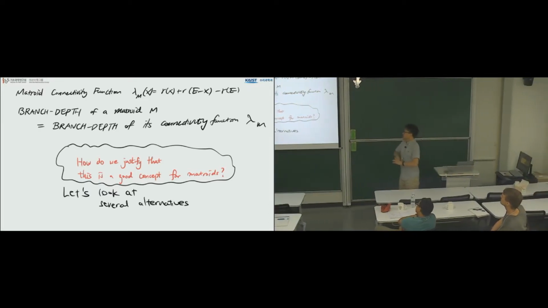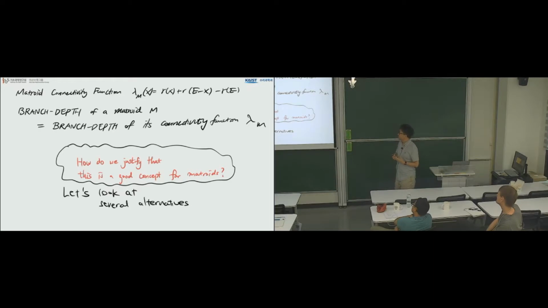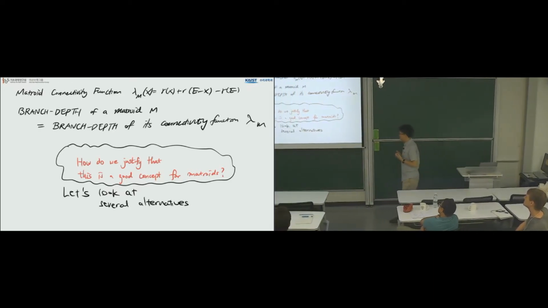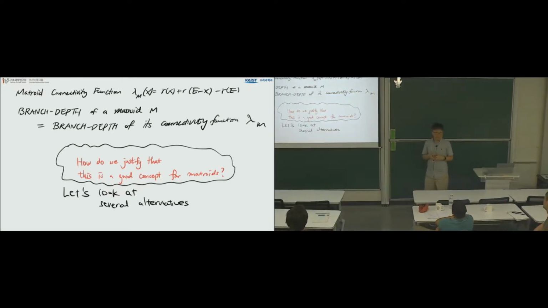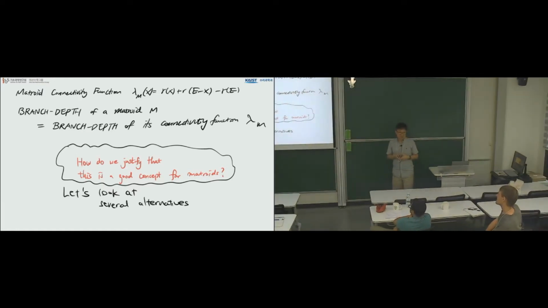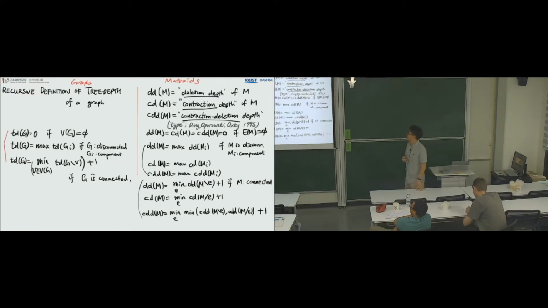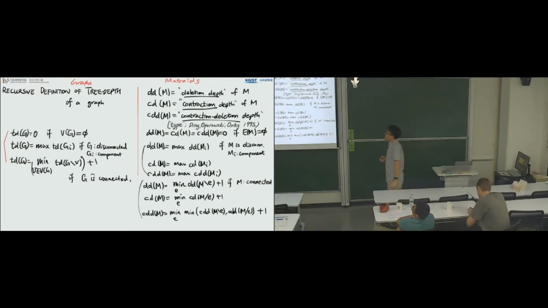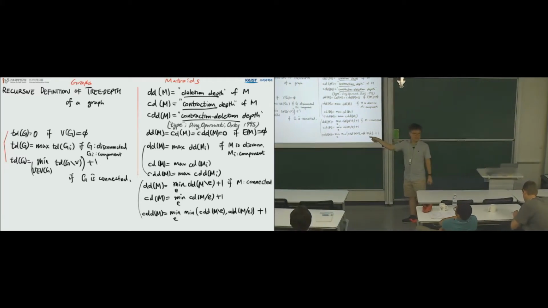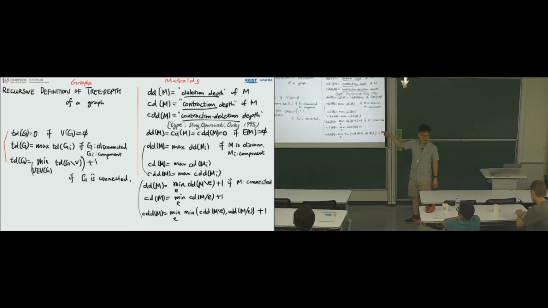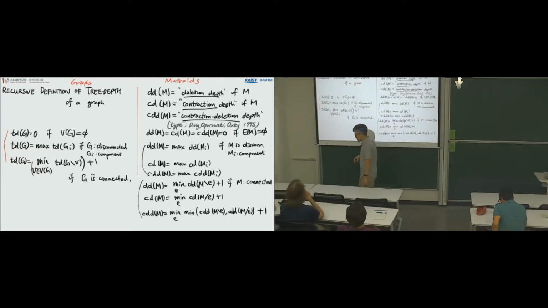Now, is it going to be the only concept good for matroids? Well, there may be some other alternatives, right? So we've been looking at these alternatives. So what could be the alternative? And here's another definition of tree depth, which is recursive. So the tree depth of a graph G is zero if you don't have any vertex.